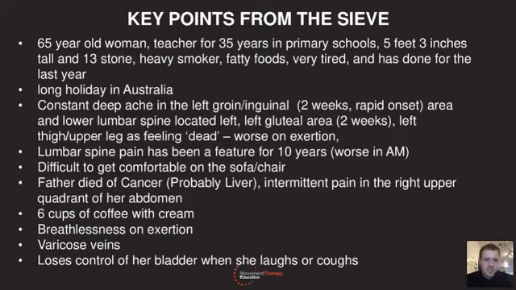She's got a constant deep ache in the left groin inguinal area, and this was from 2 weeks ago, and it was a rapid onset, so pretty quick to happen. And the lower lumbar spine located on the left and left gluteal area, she's also had for 2 weeks, so she's getting these radiating symptoms into the left side as well. And she complains of her left thigh, upper leg as feeling dead, and it's worse on exertion.